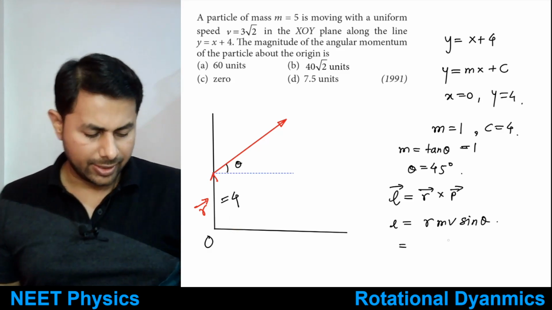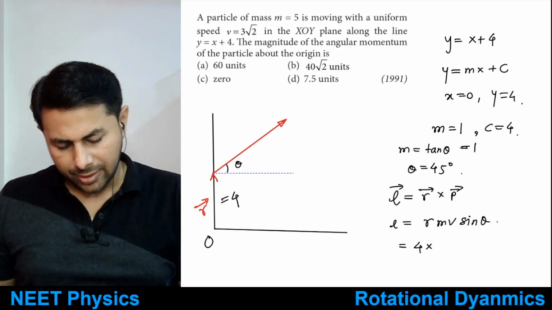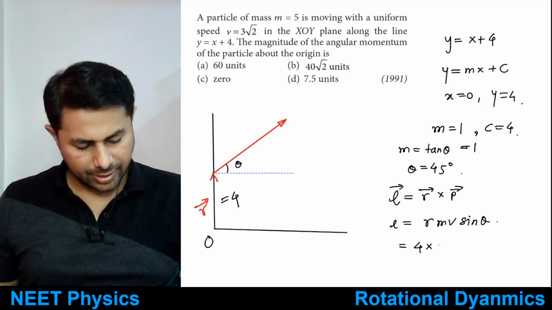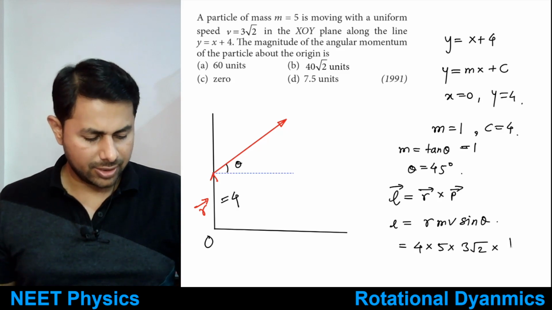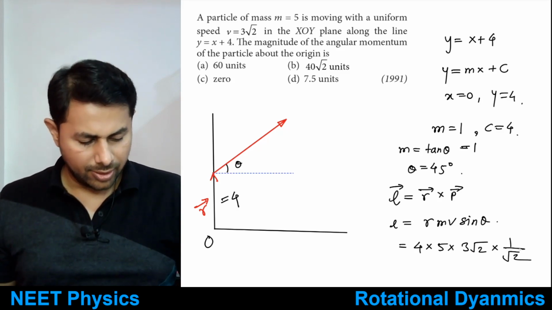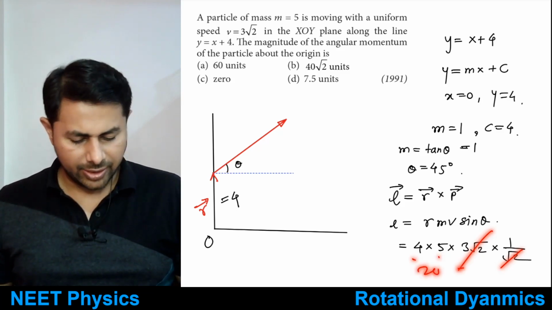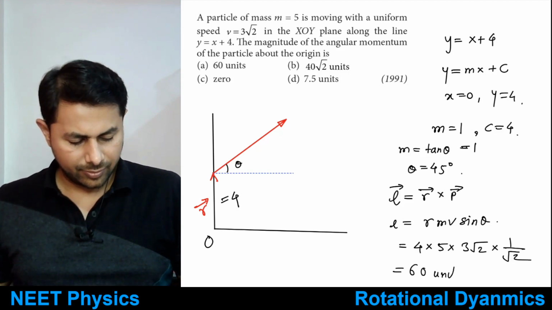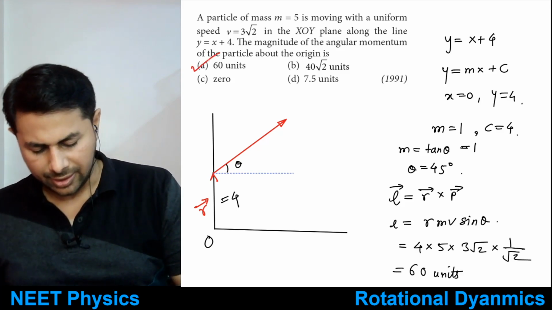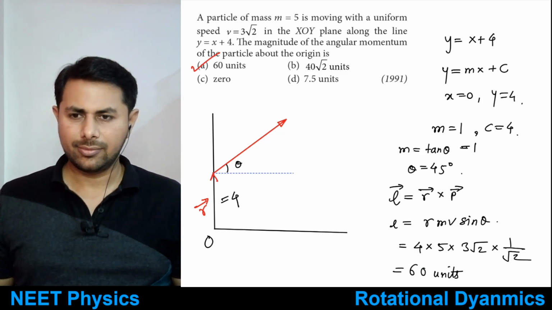Then you can find the angular momentum. It is 4 multiplied by the mass, m equal to 5, multiplied by the speed 3 root 2, and sine theta is sine 45 degrees, so 1 by root 2. Root 2 gets cancelled. 5 times 4 is 20, 20 times 3 is 60. So 60 units is the answer. Is this clear? Everyone?